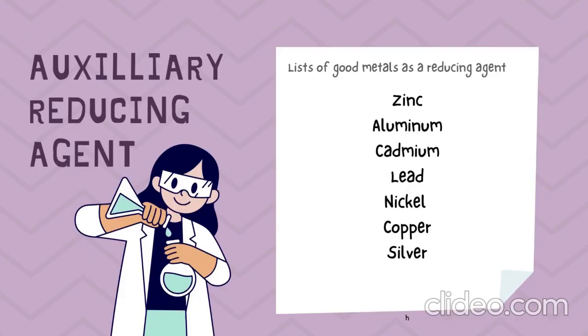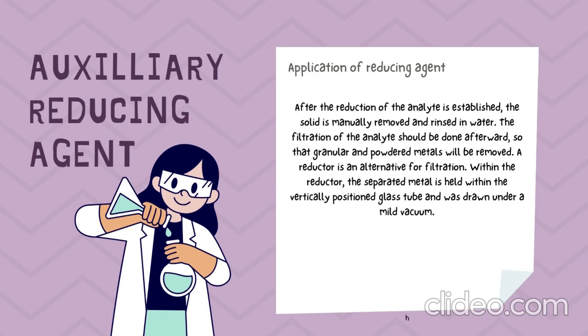These are the chemical reagents used as a pre-oxidant and pre-reductant. This is the list of good metals as reducing agents: zinc, aluminum, cadmium, lead, nickel, copper, and silver. This appears in the presence of chloride ions. For the auxiliary reducing agent application, after the reduction of the analyte is established, the solid is manually removed and rinsed in water. The filtration of the analyte should be done afterward so that the granular and powdered metals will be removed. A reductor is an alternative for filtration.